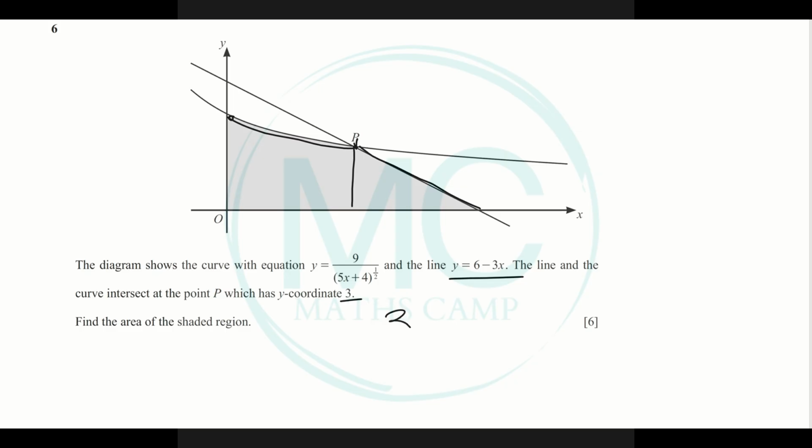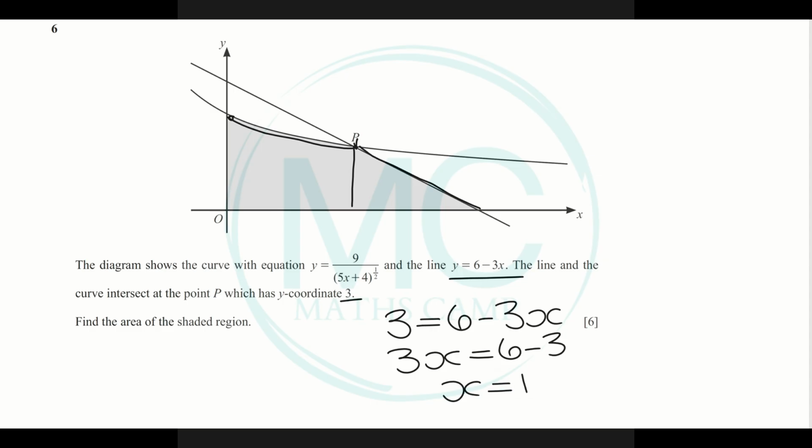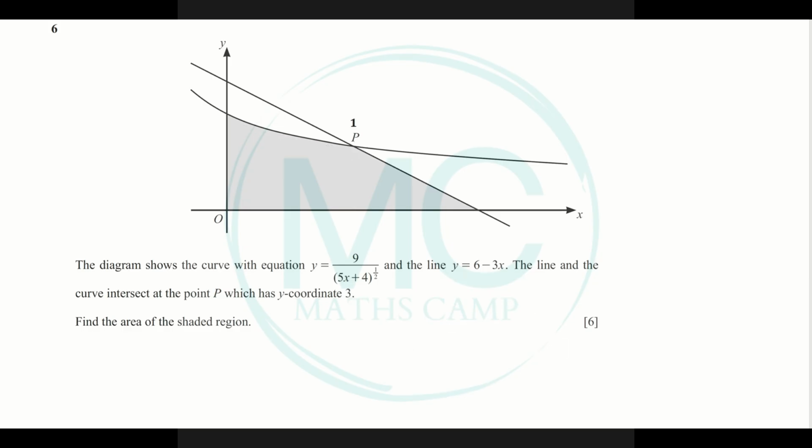So we can say 3 is equal to 6 minus 3x. Our x term needs to be positive, so we get 3x is equal to 6 minus 3. 6 minus 3 is 3, divided by 3 gives us 1. So x is equal to 1. This is the x-coordinate of point P. So let's put this into our diagram over here. It is our x restriction.